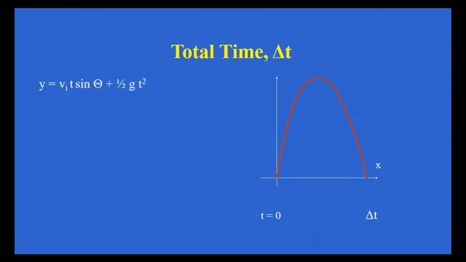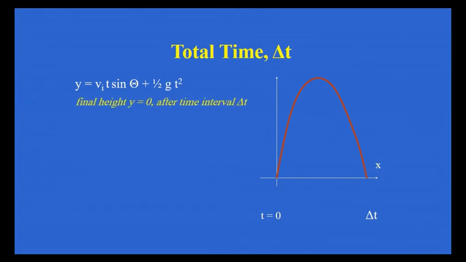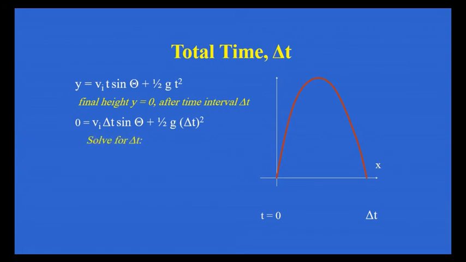Total time, delta t. y equals v naught t sine theta plus half g t squared, and final height equals 0 after time interval delta t. 0 equals v naught delta t sine theta plus half g delta t squared. Solve for delta t. 0 equals v naught sine theta plus half g delta t. That means delta t equals 2 v naught sine theta over minus g.